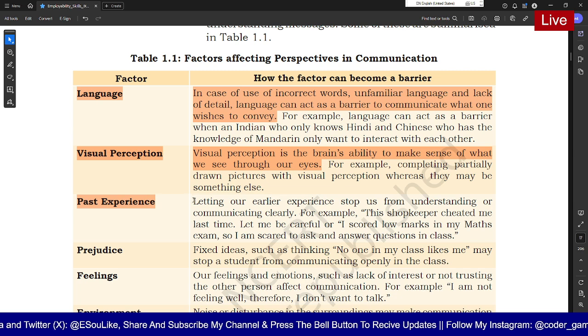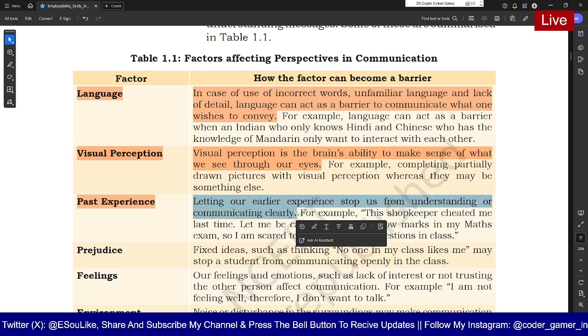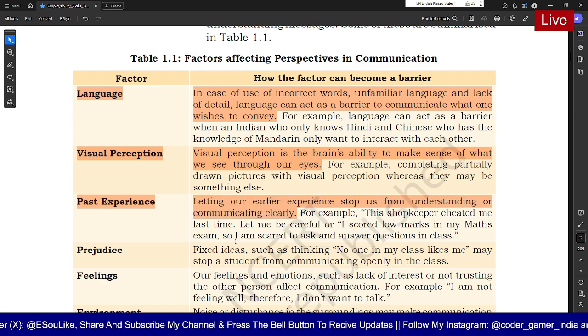Letting our early experience stop us from understanding or communicating clearly. For example, a shopkeeper cheated me last time, so be careful. I scored low marks in management, so I don't ask or answer questions. For example, the shopkeeper has asked for more than the original price, and you are now getting more sensible and stronger at checking the price.